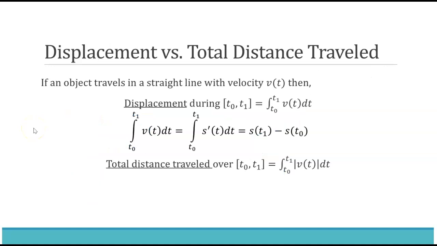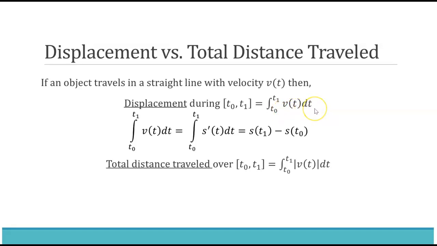Now we're going to talk about a special kind of net change. When the rate that we're discussing is velocity, we have special names for what comes out as the net change. We call it displacement and total distance traveled, depending on which function we're integrating. So if an object travels in a straight line with velocity v of t, then displacement during this interval from t0 to t1 is the integral from t0 to t1 of just the velocity function dt, the integral of v of t dt.